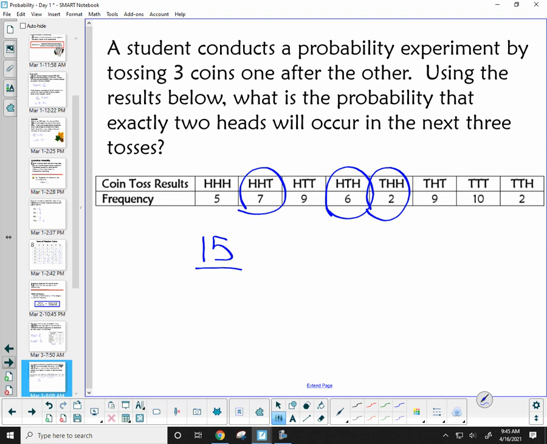And how many experiments did we conduct total? How many attempts did we make? Maybe 50, right? Okay. So it's just 15 out of 50, or 0.3 if you want to turn it into a decimal. Simple enough? Okay.